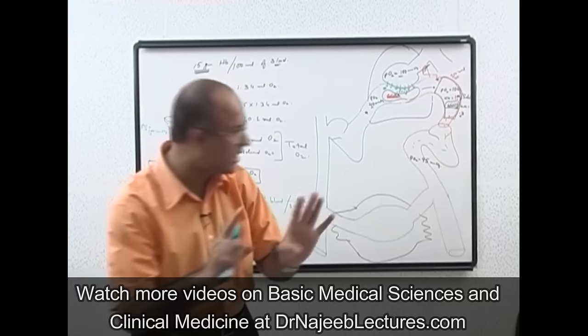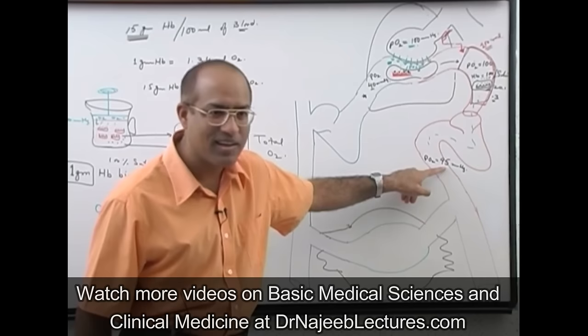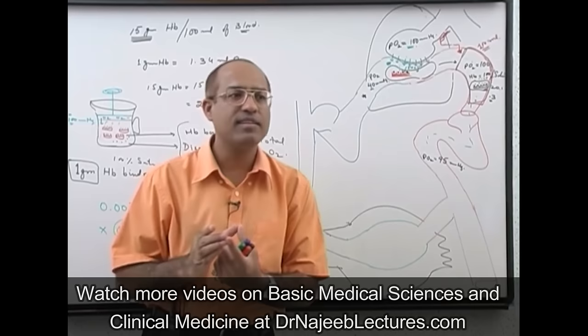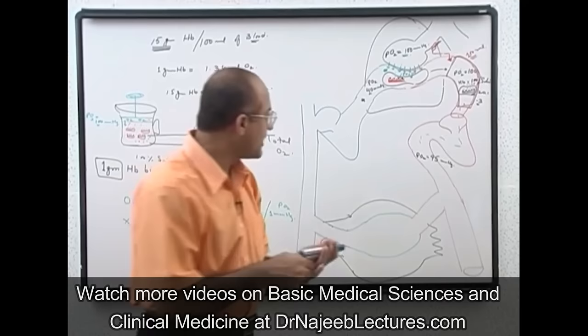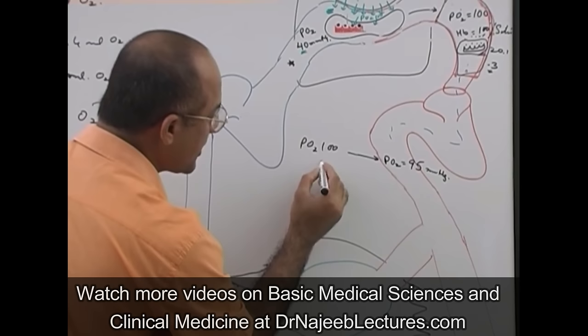Now, when the partial pressure of oxygen drops, do you think hemoglobin will remain 100% saturated? No. Under a pressure of 100, hemoglobin is 100% saturated. Once the partial pressure of oxygen becomes a little less, hemoglobin becomes a little less saturated. We say that due to that event the pressure has dropped from 100 to 95, clear? And the percent saturation drops from 100 to 97.